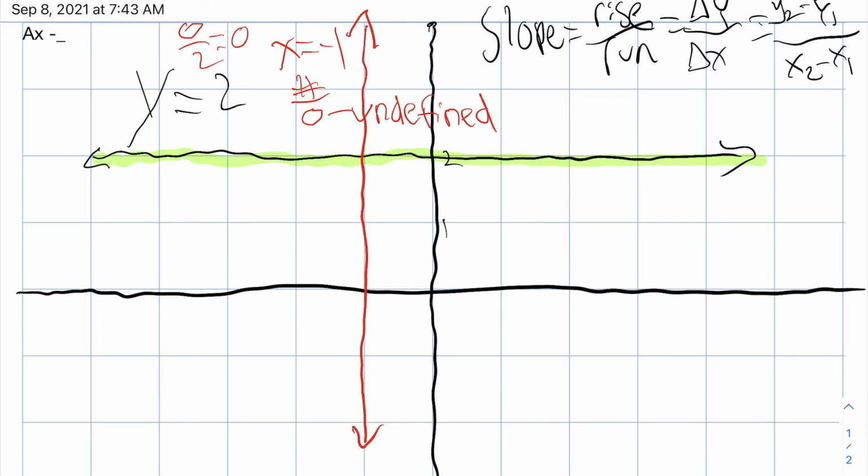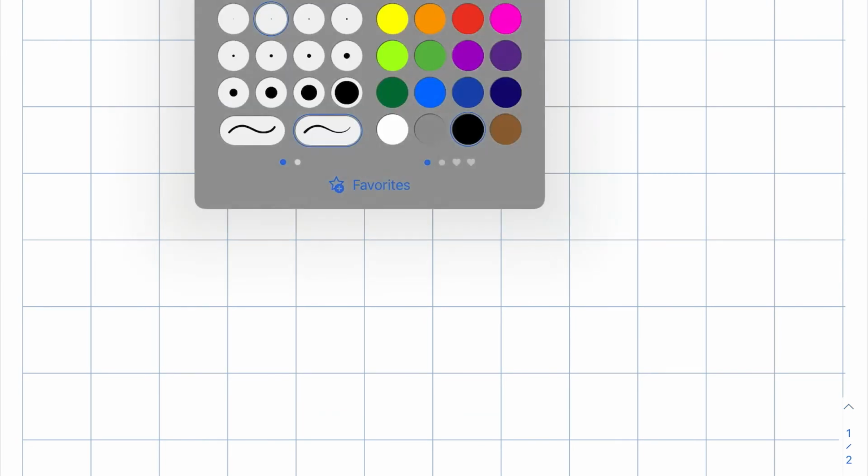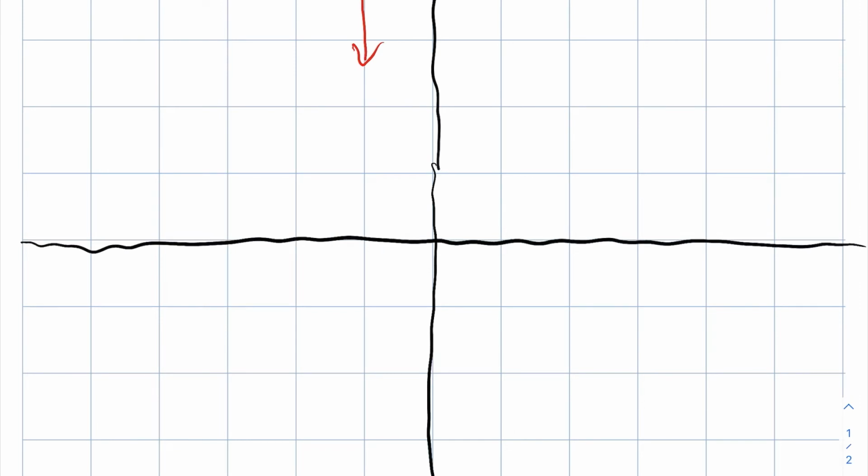Again, y equals 2, y equals any number, it's not changing. It's going to be 2 the entire length of the line. Whereas if you get x equals something, x equals -1, x equals 5, that's going to be vertical. And when we have a vertical line, our slope is undefined. Let's draw up a few more unique examples.